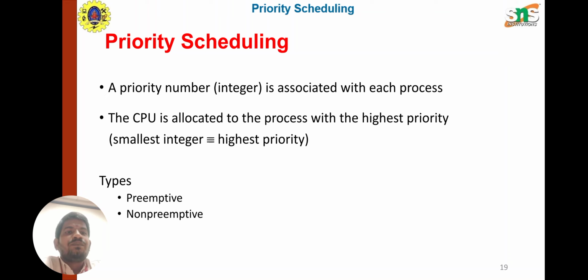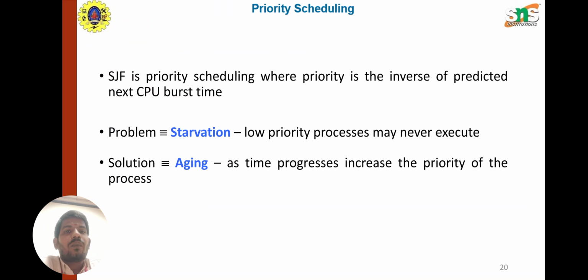Next, priority scheduling. A priority number, an integer, is associated with each process. The CPU is allocated to the process with the highest priority. The smallest integer means the highest priority. It has two types, preemptive and non-preemptive. SJF is a priority scheduling where priority is the inverse of the predicted next CPU burst time. The problem is starvation, and the solution to starvation is aging. Starvation means a low priority process may never execute. Aging is a technique of gradually increasing the priority of a process as time progresses.